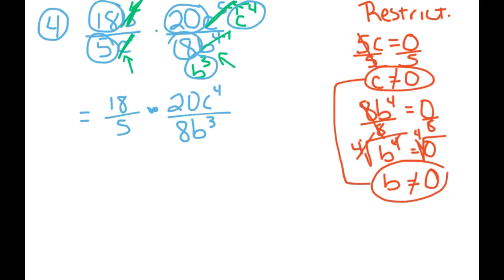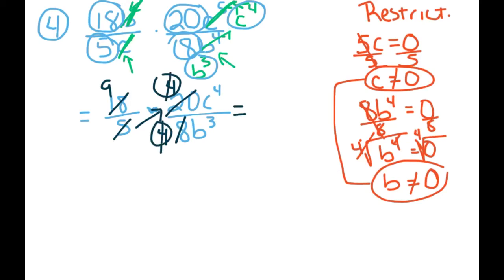Now at this point, I notice that 5 will go into 20 evenly. 5 goes into 20 4 times. I've got an 8 and an 18. 2 will go into 8 4 times. 2 will go into 18 9 times. Now if you notice, I have a 4 on top and a 4 on bottom. I'm going to go ahead and cancel those out.